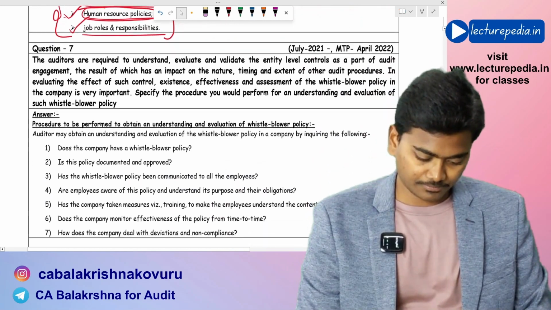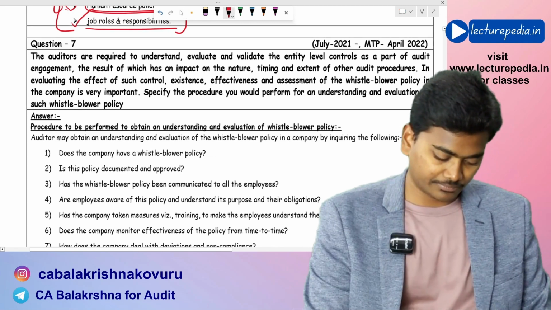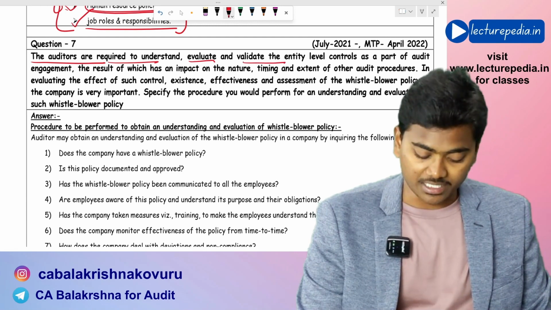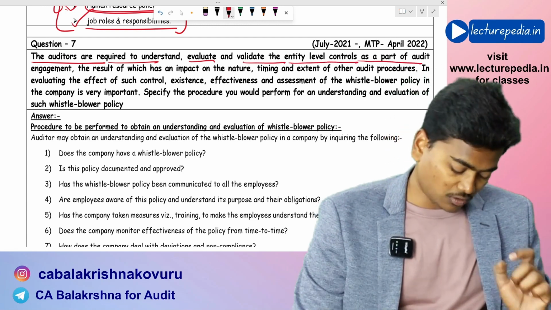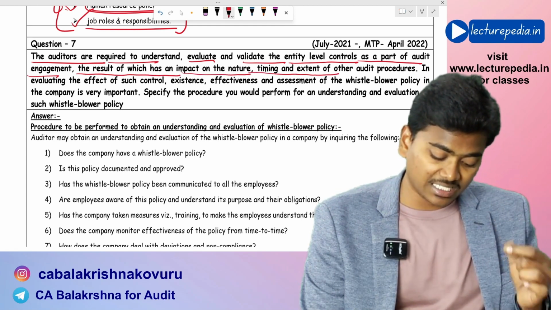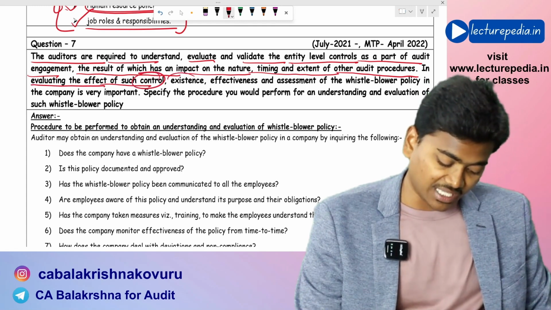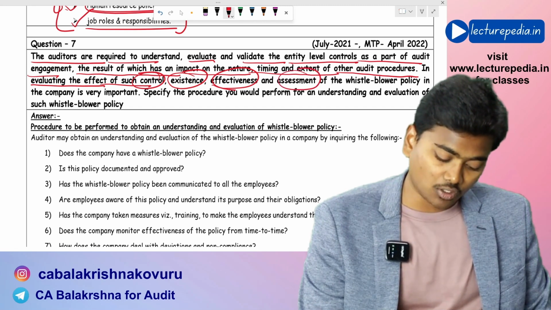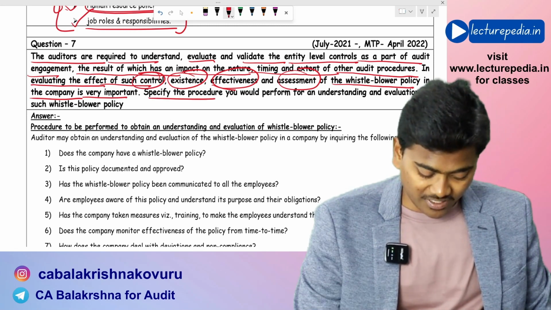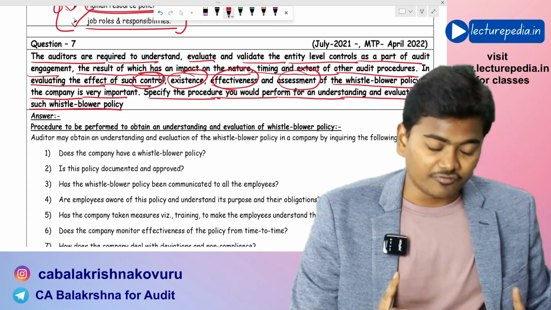Next, question number 7. The auditors are required to understand, evaluate, and validate the entity level controls as a part of audit engagement. Yes, the results of which have an impact on the nature, timing, extent of other audit procedures. In evaluating the effect of such control, existence, effectiveness, and assessment of the whistleblower policy in the company is very important. Specify the procedure you would perform for understanding and evaluation of such whistleblower policy.